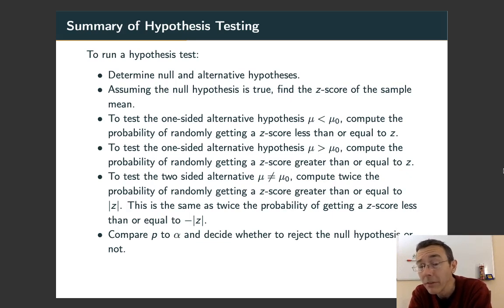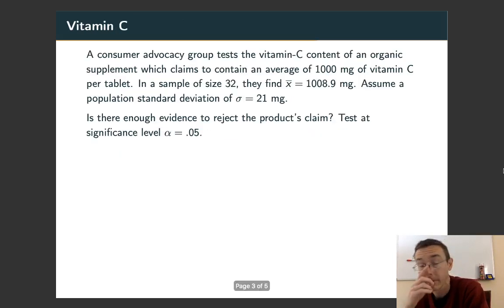Finally, once we have a p-value, we're going to compare it to our alpha. If p is less than alpha, the significance level, then we're going to reject the null hypothesis and conclude, in fact, that the alternative hypothesis is true. Let's actually do the example.